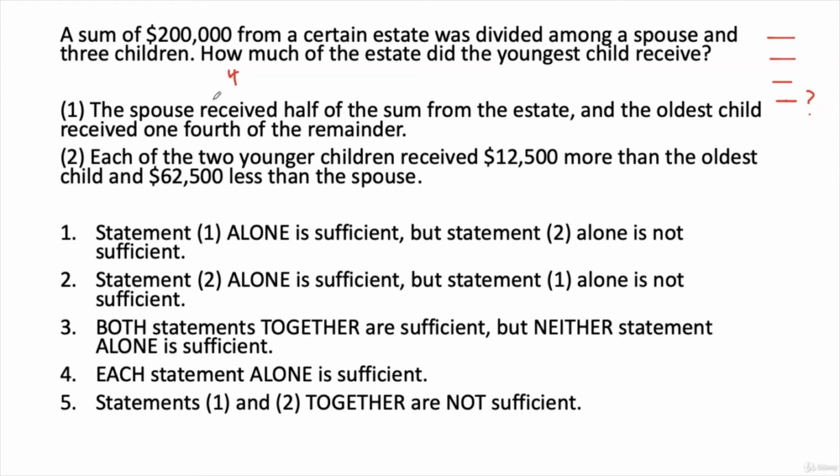Looking at statement 1, it says the spouse received half of the sum from the estate and the oldest child received 1/4 of the remainder. So the spouse would have received $100,000 and out of the remaining amount, that is another 100,000, the oldest child got 25,000.